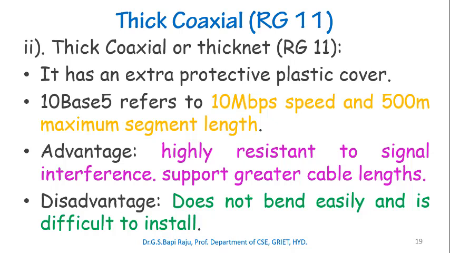And when it comes to thick coaxial or thicknet, which is referred to as the RG11 standard, it has an extra protective plastic cover. This is referred to as 10Base5: 10 Mbps speed, baseband, and length of 500 meters. The advantage is that it is highly resistant to signal interference and supports greater cable lengths. But the disadvantage is it does not bend easily and is difficult to install.